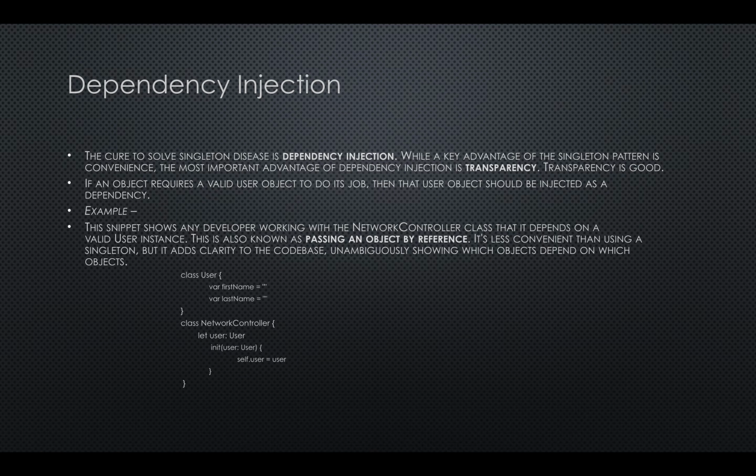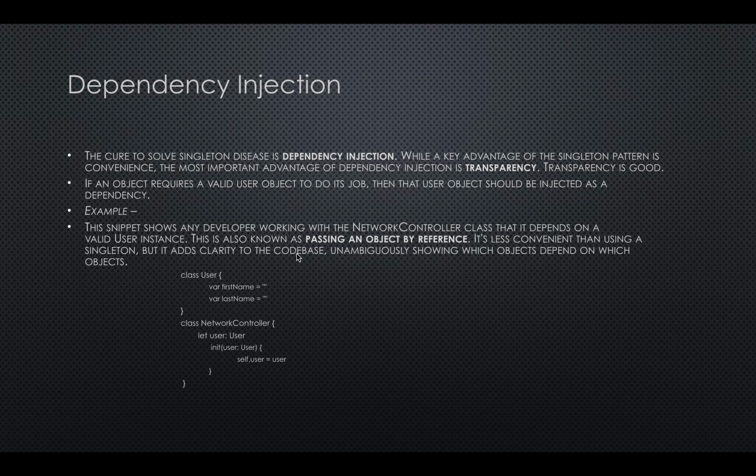So the drawback of singleton is where dependency injection comes in. The cure to solve singleton disease is dependency injection. While a key advantage of singleton pattern is convenience, the most important advantage of dependency injection is transparency. Transparency is good. So why can't we use singleton throughout the application? Because it's not transparent. You don't know which object is talking to which object. It's very difficult to see how the data is flowing through your application. And that is why we use dependency injection.